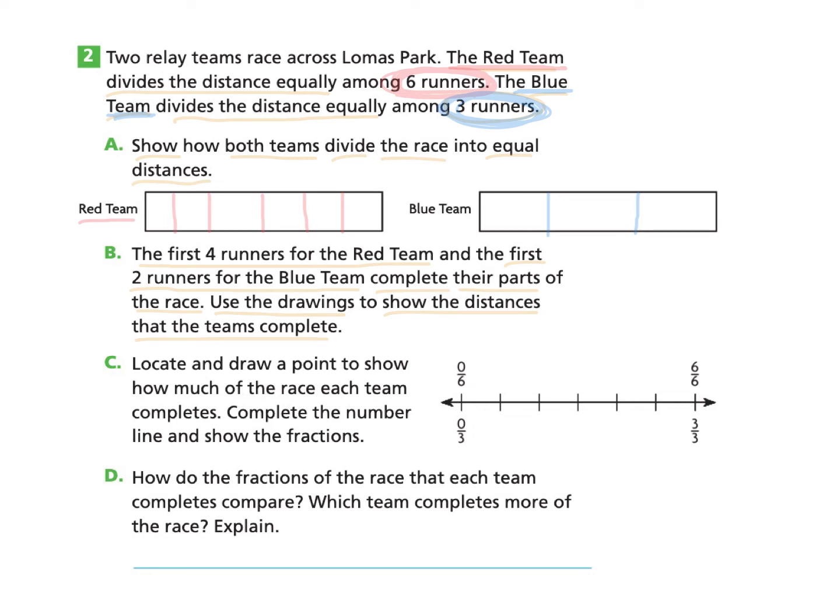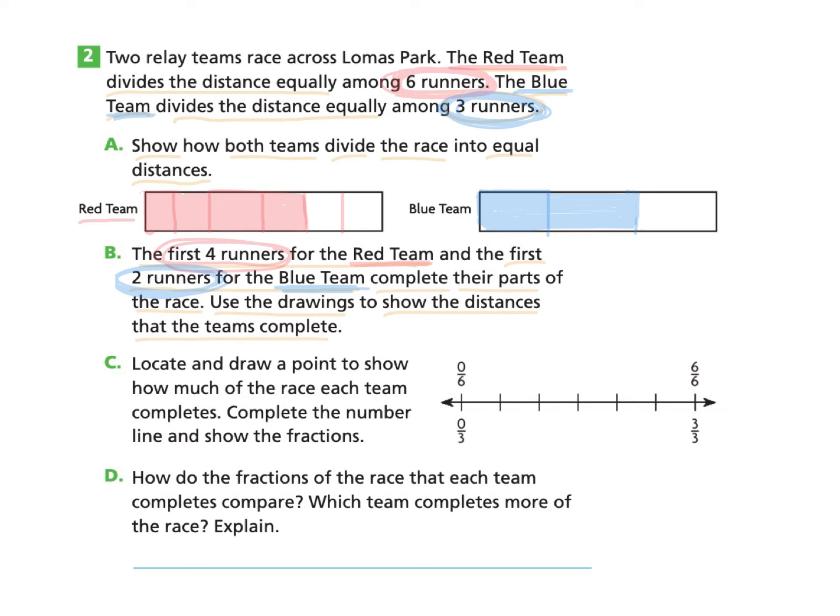Okay, so this is a lot of information again. So we have the red team. They have the first 4 runners complete. So we can complete 4 of the 6 distances for the red team. Then we take a look at the information for the blue team, and only 2 runners complete their parts of the race. So we can go ahead and fill in 2 parts for the blue team. So we're going to go ahead and fill in those 2 sections in blue.